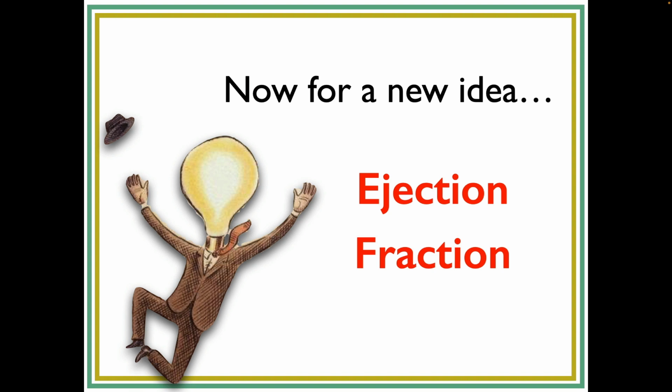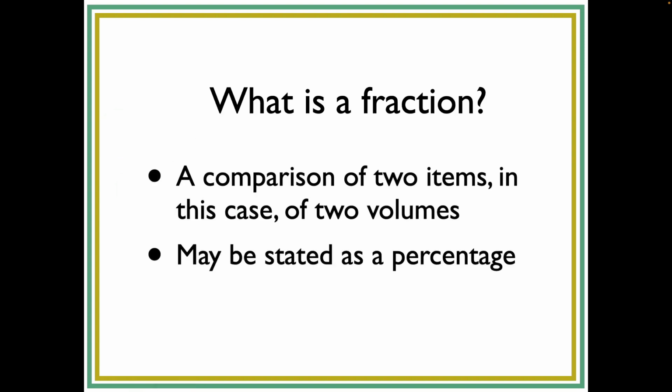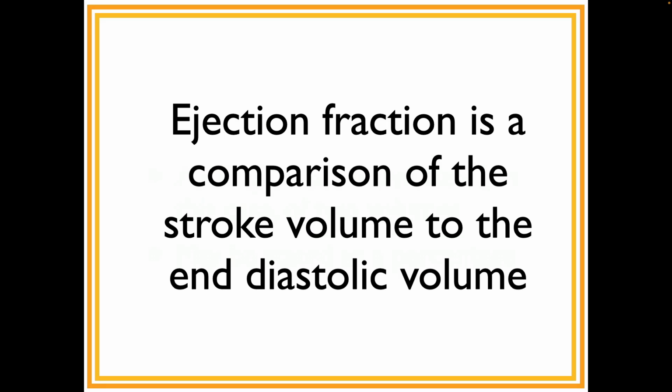It's a ratio. So if somebody says to you that the ejection fraction is 20, already you know it doesn't make sense, because it's not a fraction, it's not a percentage. Okay, so just know that when we talk about ejection fraction, we're going to be comparing this to that. It's a comparison. So what are the two things we're comparing? Ejection fraction is a comparison of the stroke volume, the amount that goes out with one contraction, to the preload, or the end diastolic volume.